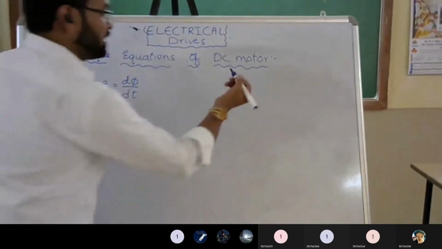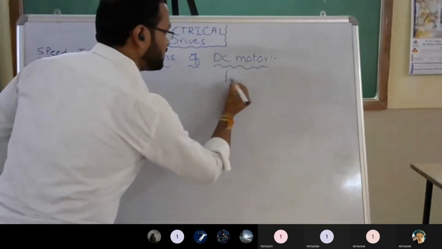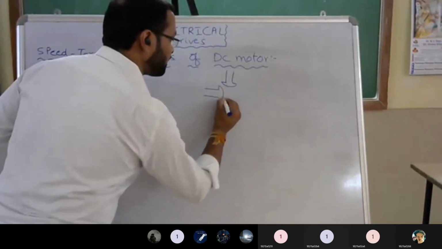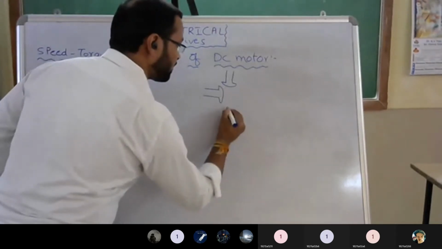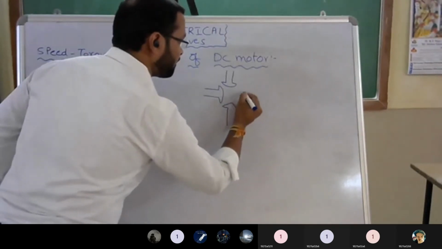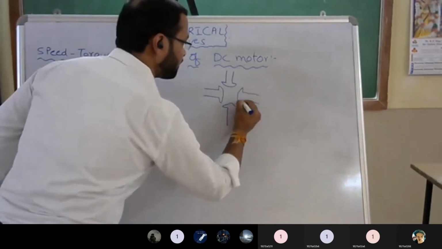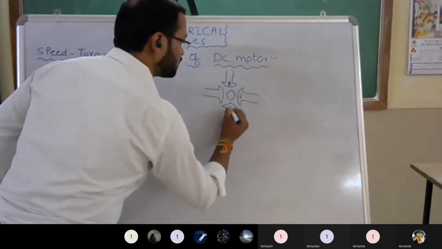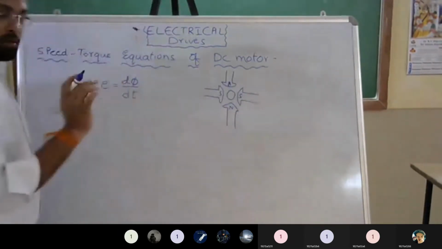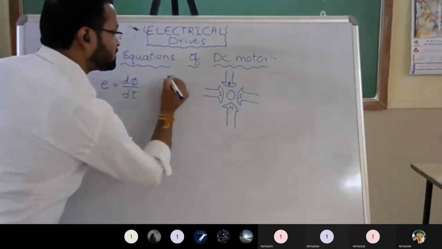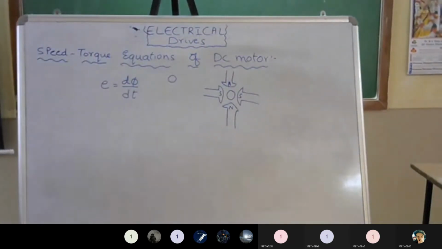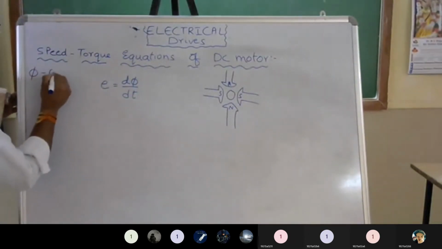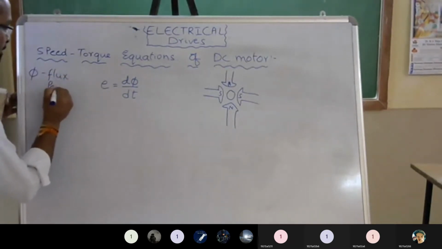So in a DC motor, suppose we consider one DC motor. I'm considering 4 poles: north, south, north, south. What is the phi? Phi means flux per pole.